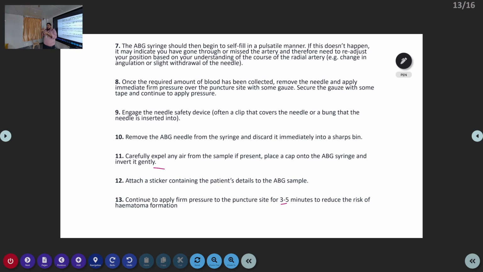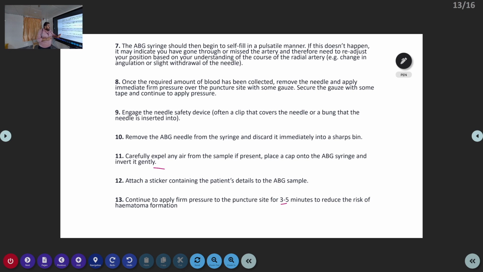Whatever amount of air is there, you need to remove it, remove the needle and dispose of it in the sharp container, use the cap and close the ABG syringe, and give this for analysis. So that is the way by which you need to do it. You need to write the patient's name and MRD on the syringe.